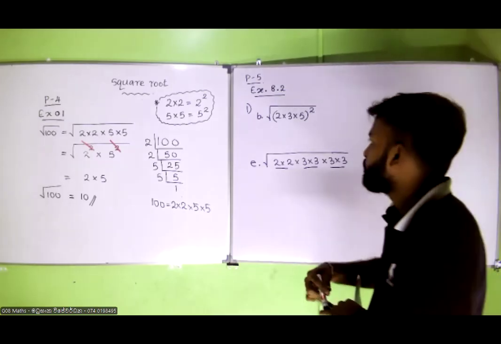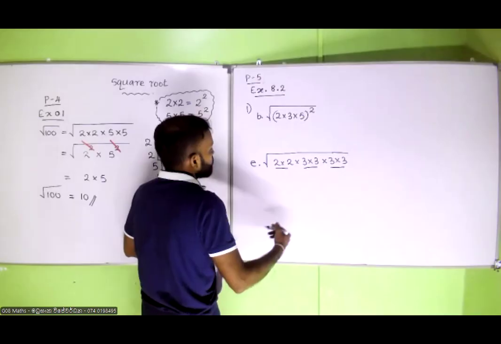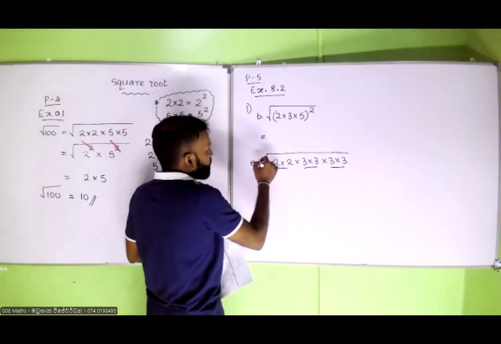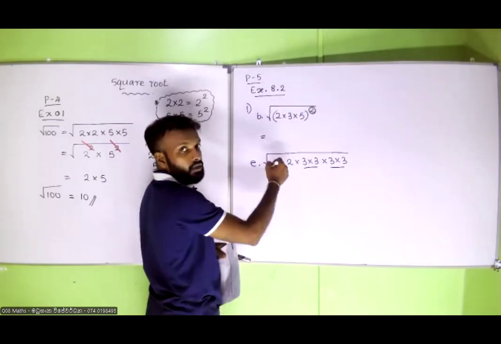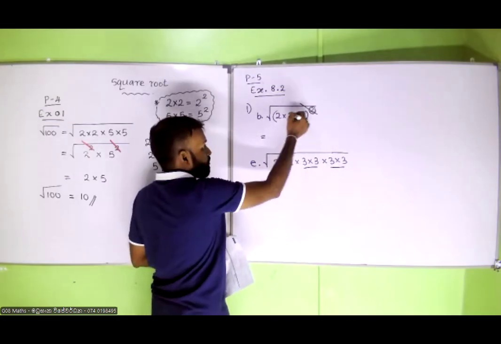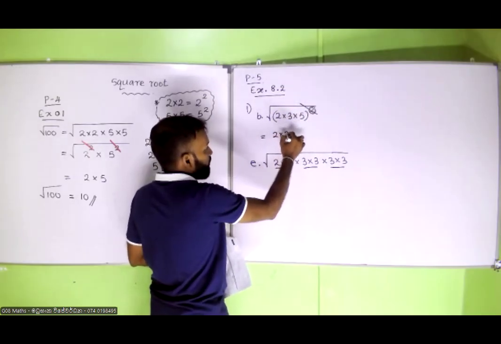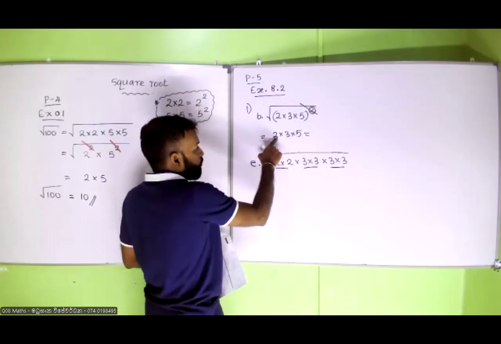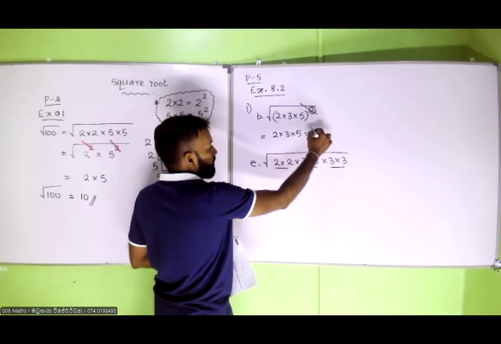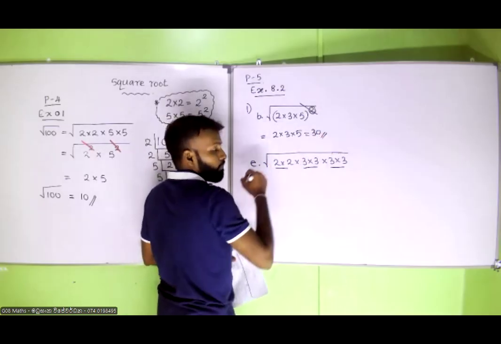So now focus on the board. This is the way you are going to do it. Equal mark. Here you have power 2 and here you have the square root. Cut it. So write down the rest of the numbers: 2 multiplied by 3 multiplied by 5. 2 times 3 is 6, 6 times 5 is 30. Done.